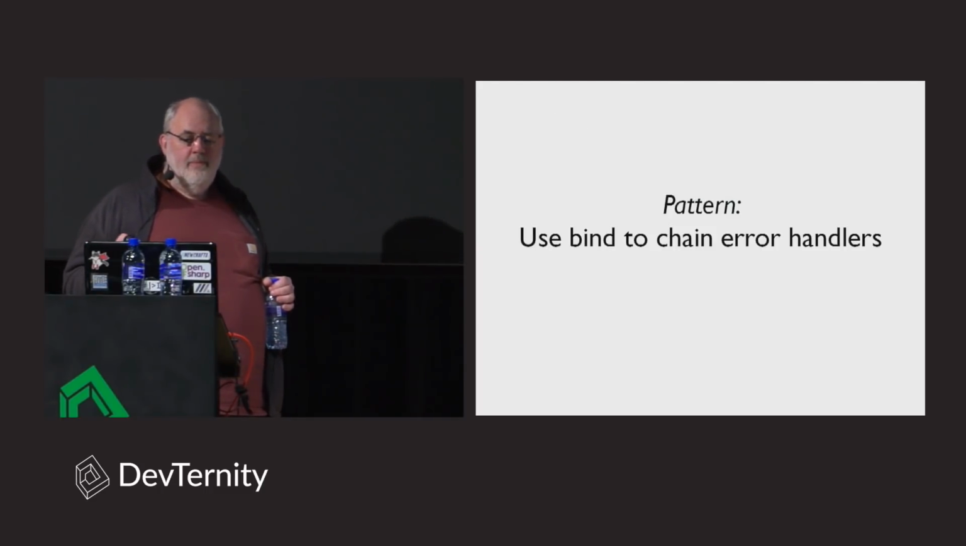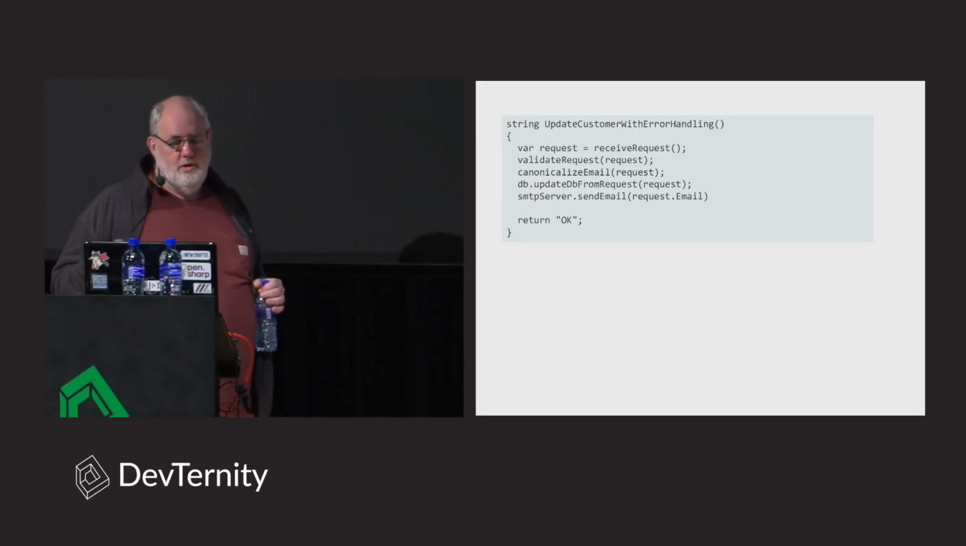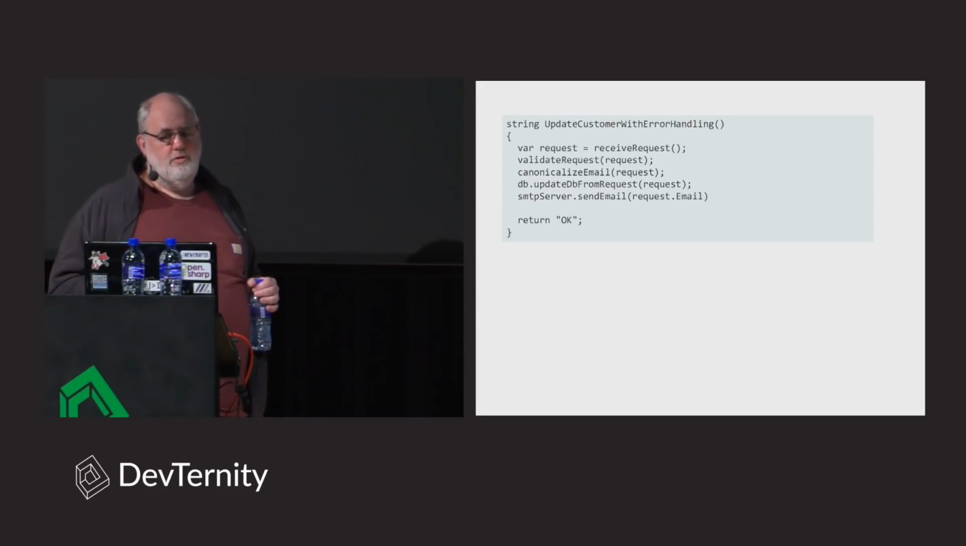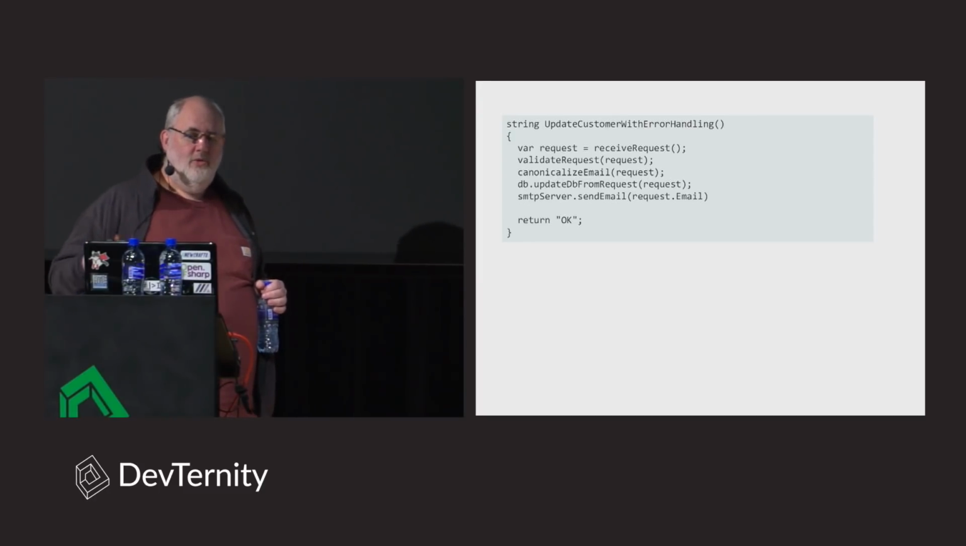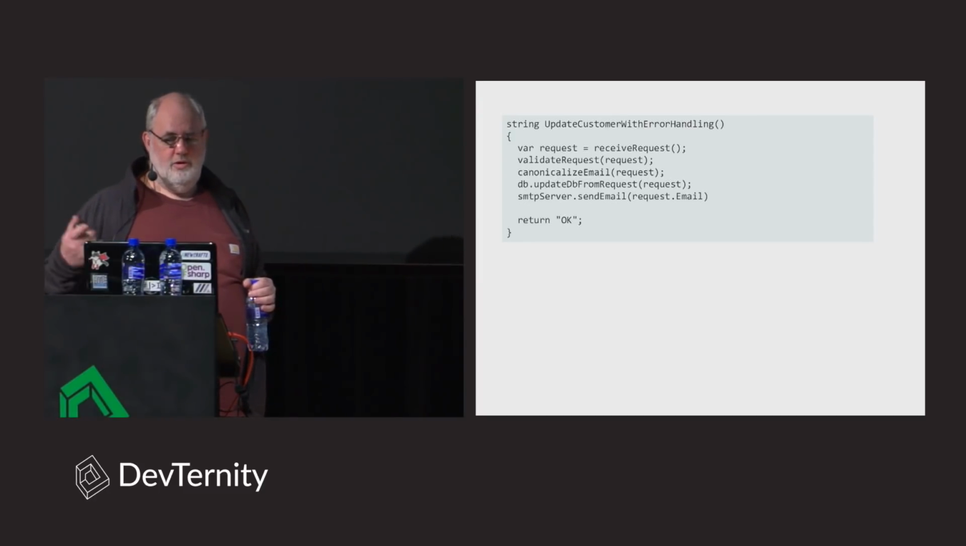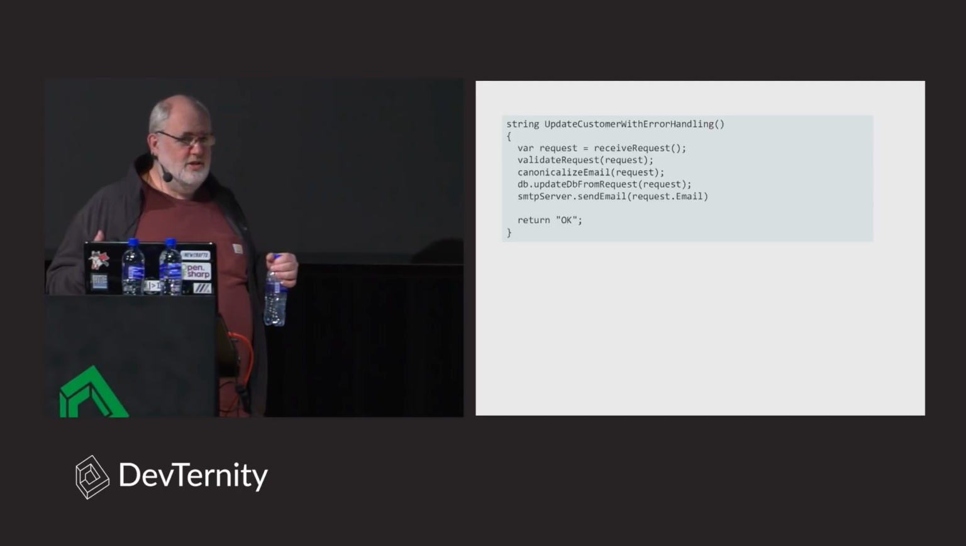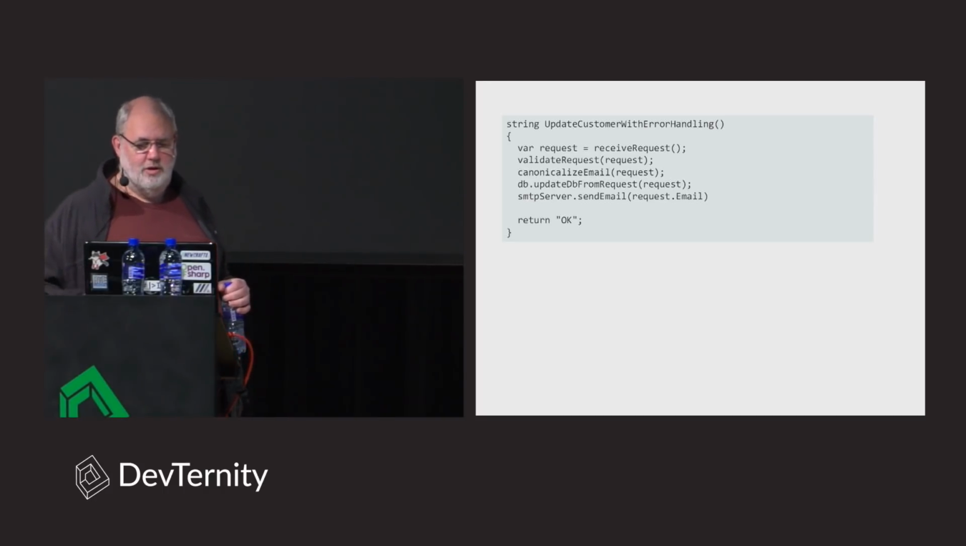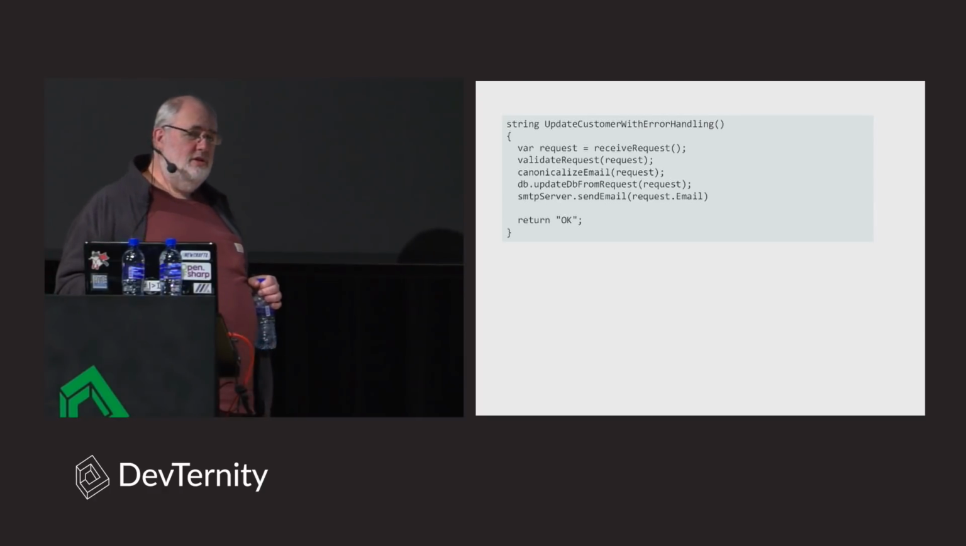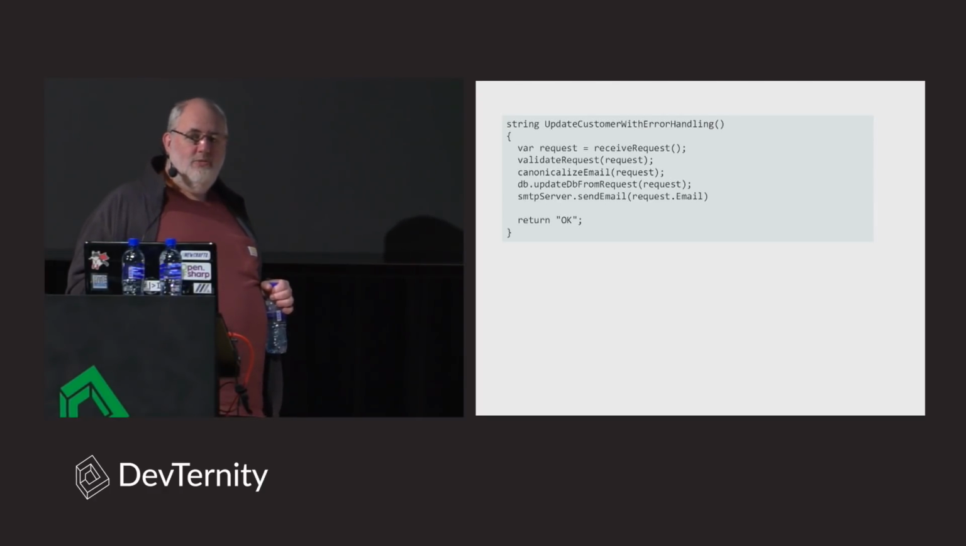And one really useful thing about bind is you can use it for error handling. So you often have a nice piece of code when you start off. Let's say this is like updating a customer on a website. You get the request from the input, the HTTP request. You validate it, maybe you uppercase the email. You update the database, and maybe you send an email back to the customer saying you've updated it, whatever it is. It's really nice like this. The problem is we don't have any error handling.